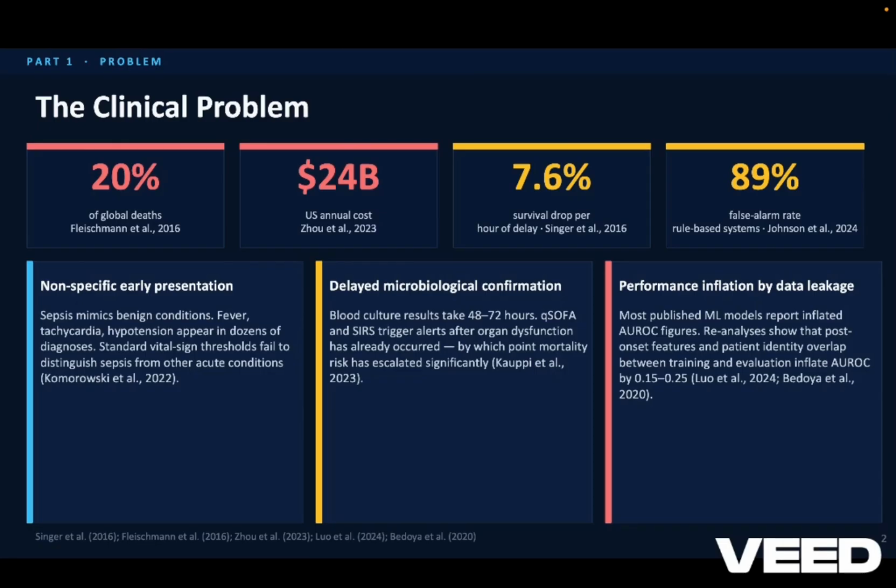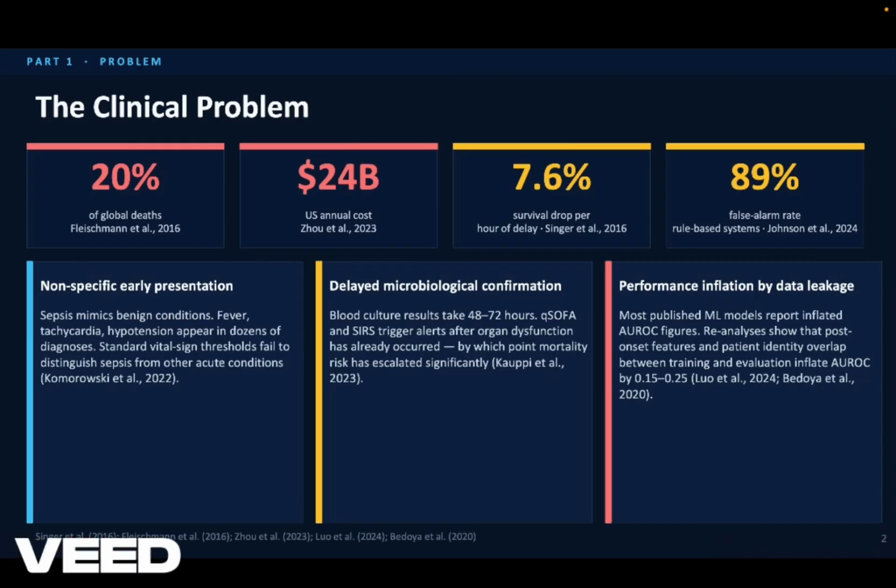However, current tools are limited. Symptoms like fever, high heart rate, and low blood pressure are non-specific. Blood cultures take up to 72 hours, and rule-based systems like SOFA produce very high false alarm rates, leading to alert fatigue where clinicians begin to ignore warnings. Although machine learning models report high performance, many of these results are inflated due to data leakage, which is the main issue addressed in this project.